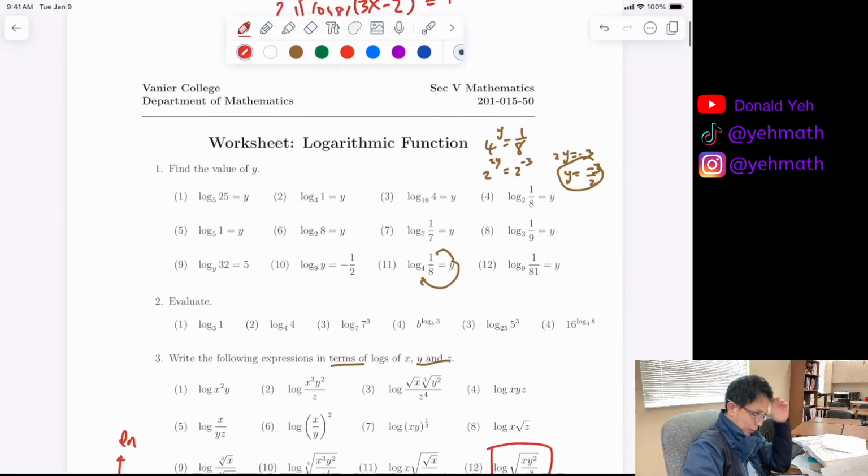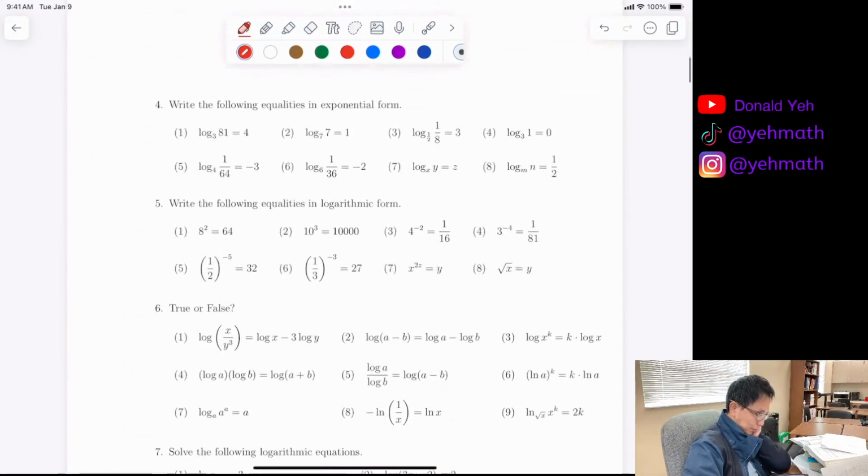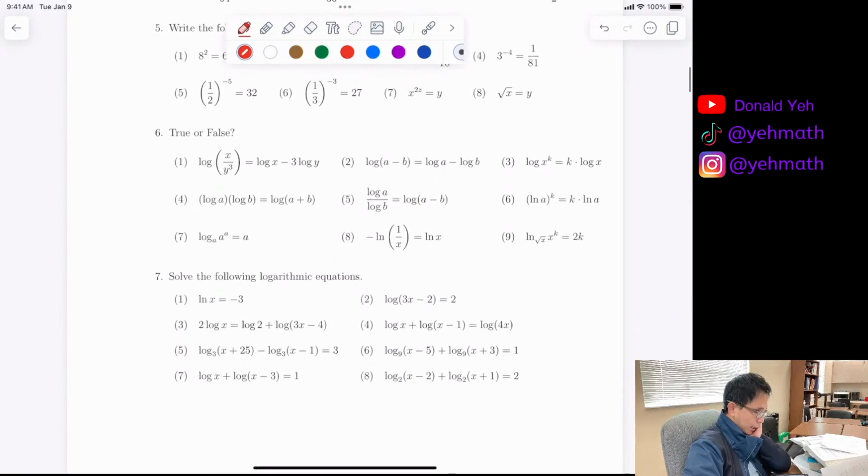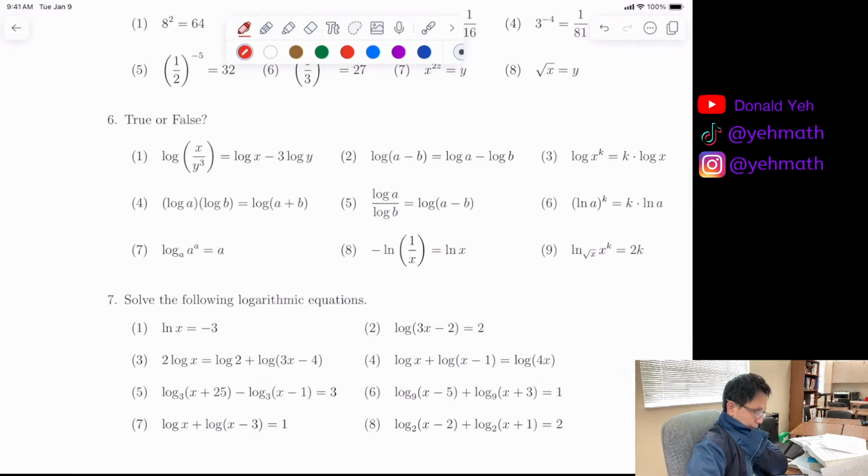Okay, so got it? Okay, let's study true and false. Is number 1 true or false? True. Is number 2 true or false? False. False, man.